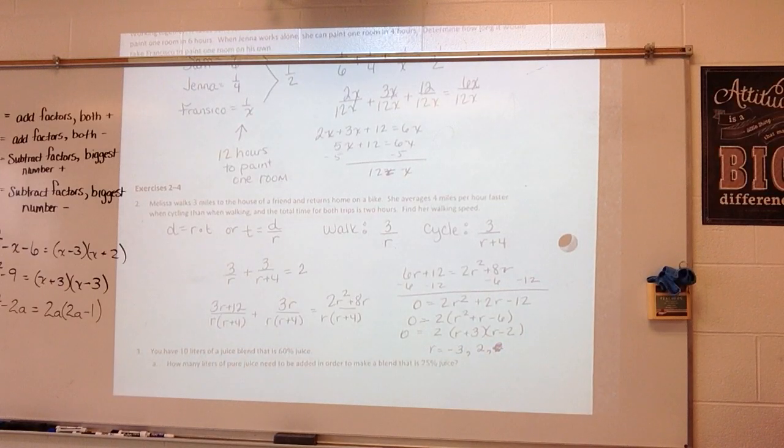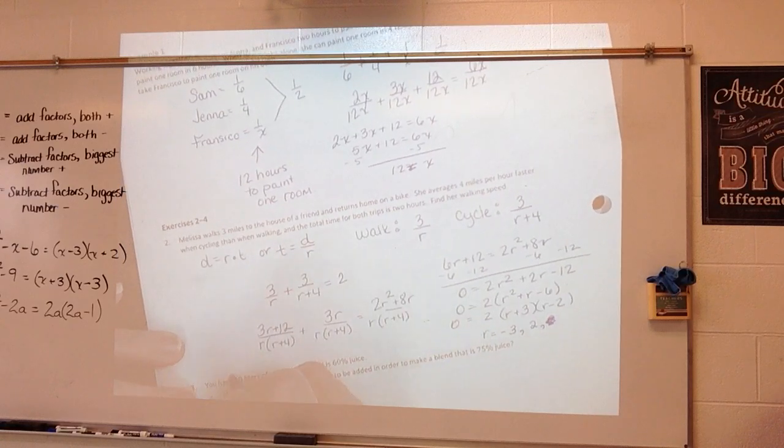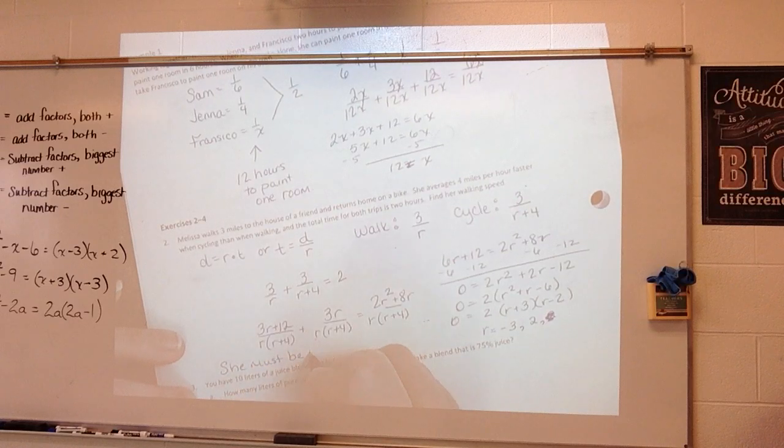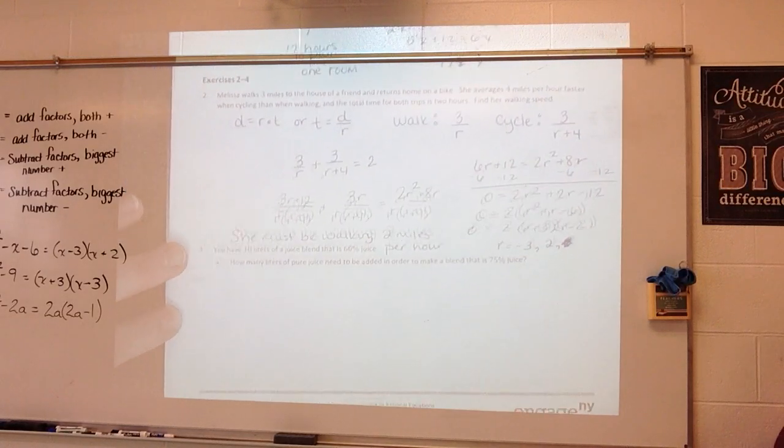Okay. So since r represents her speed, it doesn't make sense for r to be negative. So that means that she must be walking 2 miles per hour. Okay?